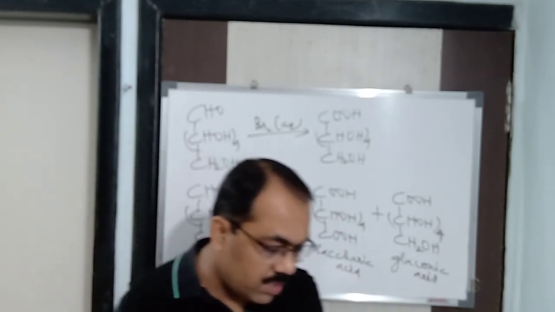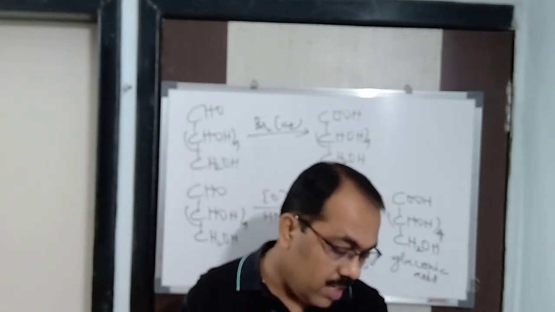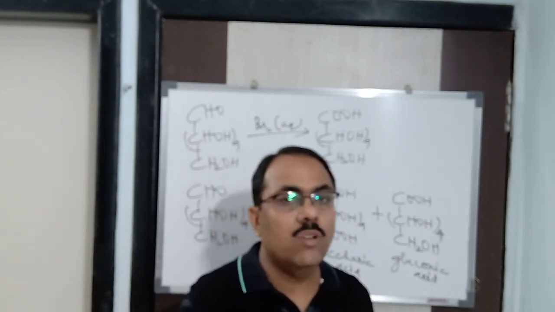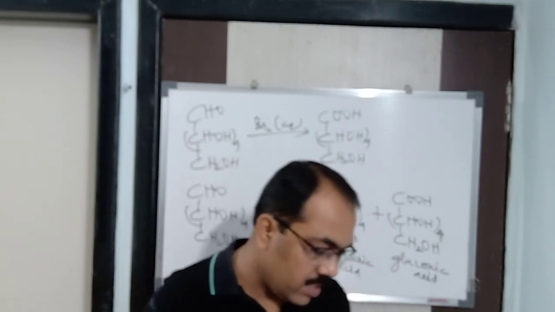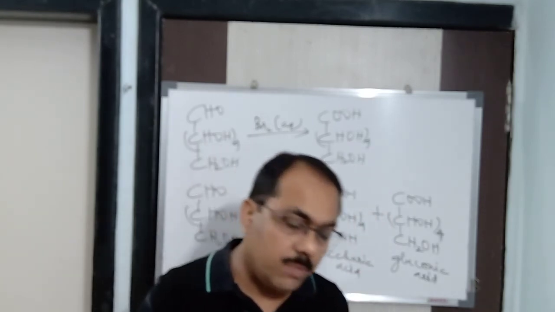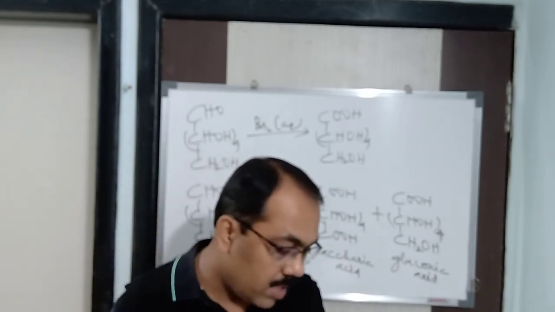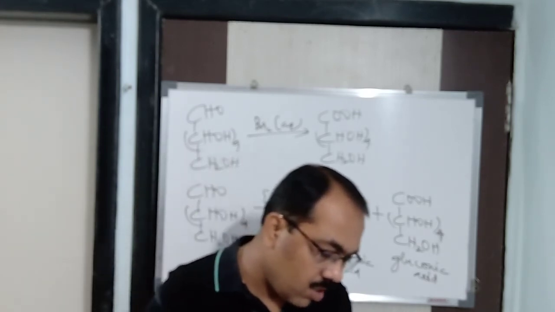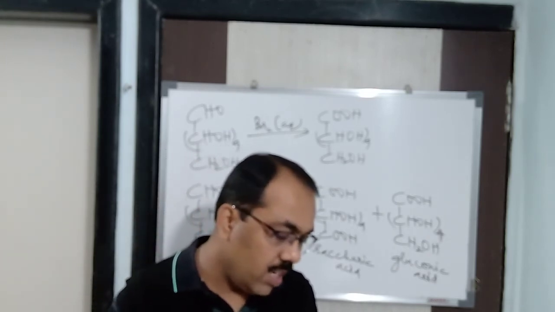So in this way, these are the different reactions of glucose. Now there are certain differences between glucose and fructose. Glucose reacts with Tollens reagent to give silver mirror, it reacts with bromine water, it reacts with Fehling solution, and we got the product. But fructose has no reaction with bromine water. It does not decolorize the bromine water.